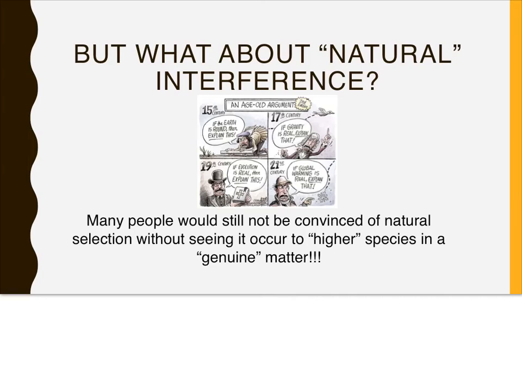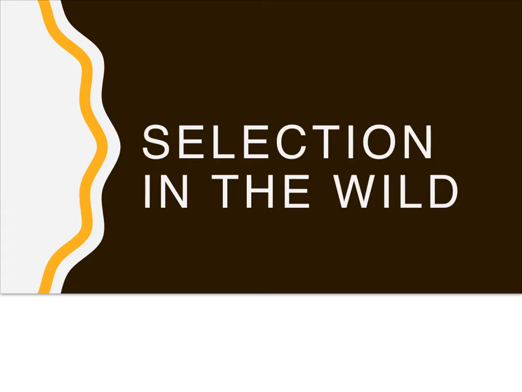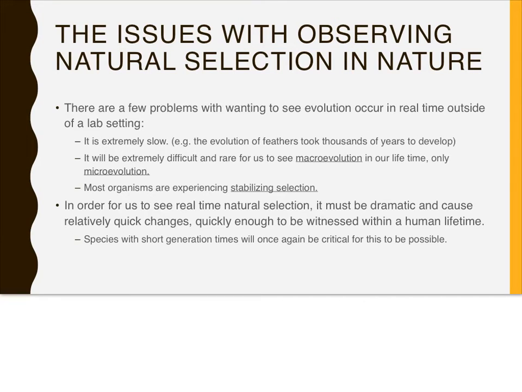But what about natural interference? Many people would still not be convinced of natural selection without seeing it occur to higher species in a genuine manner. Selection in the wild. The issues with observing natural selection in nature. There are a few problems with wanting to see evolution occur in real time outside of a lab setting.